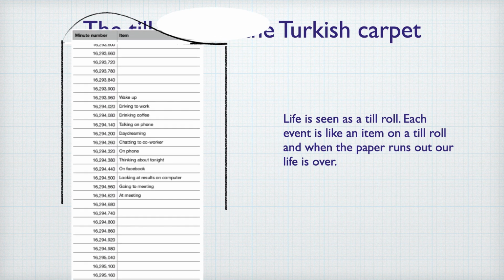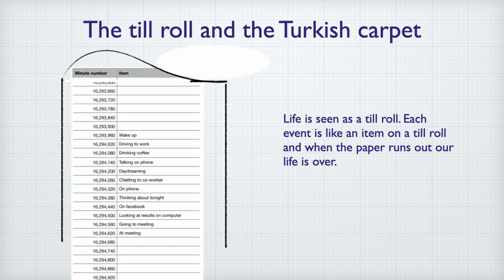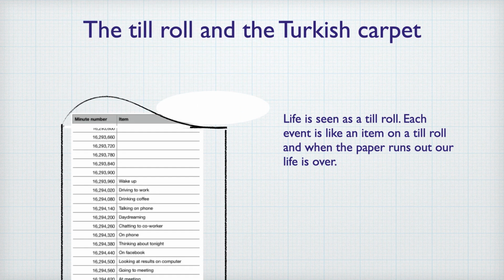Now, most people see life in terms of a cash register, to use a metaphor. There's a series of events, and each event is like an item on a till roll. The events are unrelated. When the roll runs out, we die. People think this is true of our lives or any events. The events are seen as random with no ultimate purpose.